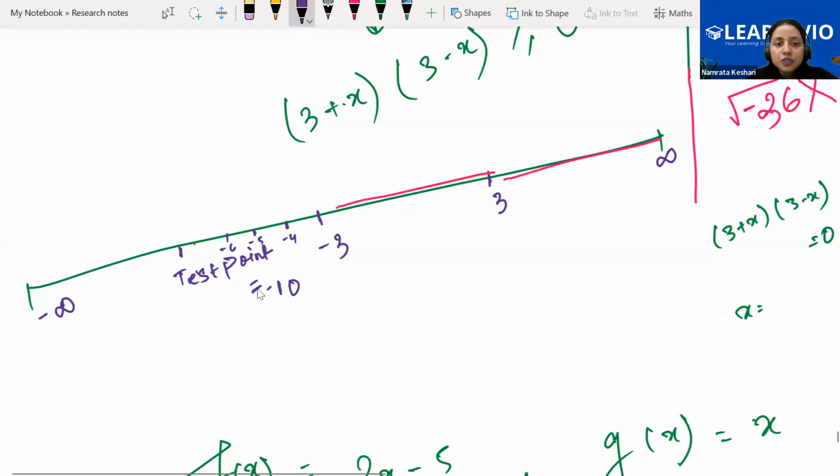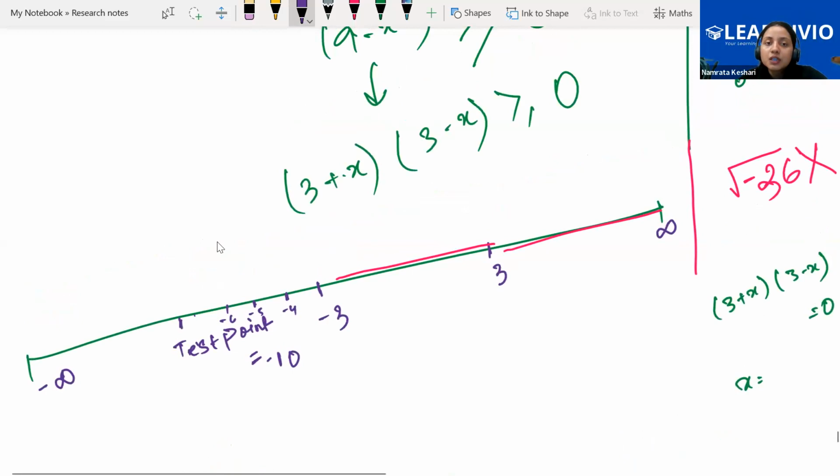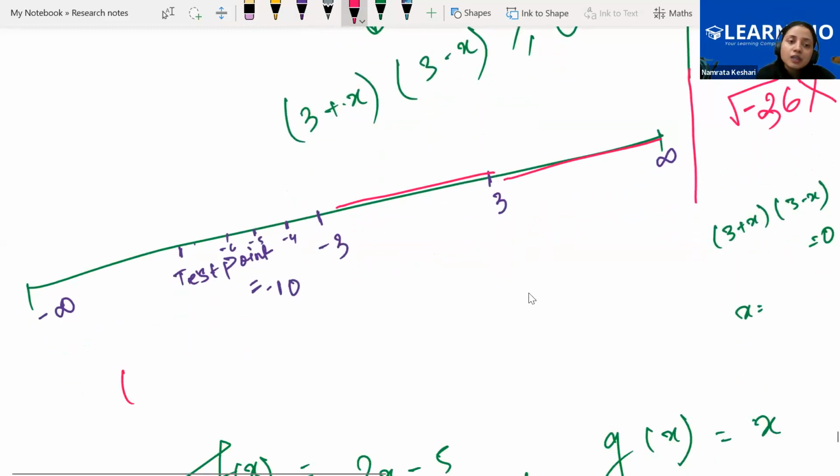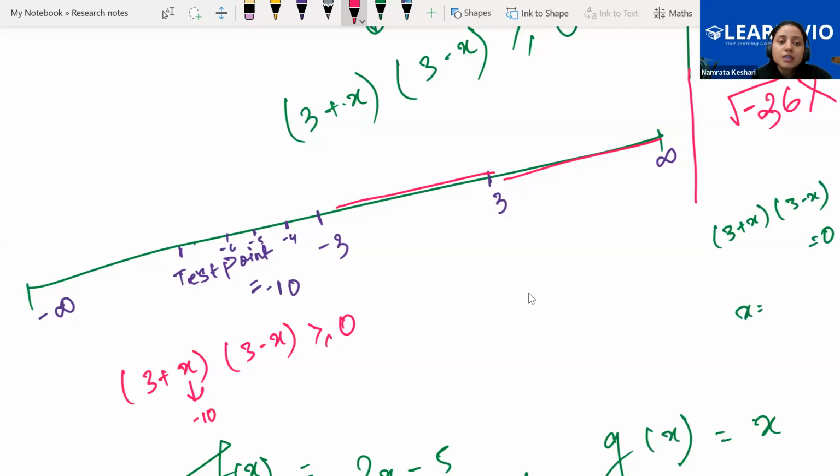If we substitute this test point, which we randomly took between minus infinity and minus 3, minus 10, in the inequality we got as the last step, (3 + x)(3 - x) greater than or equal to 0, at the place of x, if you substitute minus 10, can you tell me, will it be true or false?